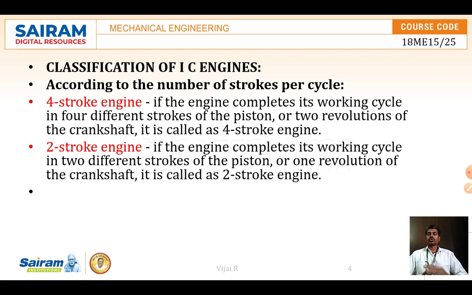The stroke is how much distance the piston moves from bottom to top. We call it the stroke length. A stroke is one movement from one end to another end, bottom to top or top to bottom. So there are two different engines according to the strokes per cycle. Strokes per cycle, in the sense, what is a cycle? The fuel is taken in and burnt, and it expands, then it gives the pressure to the piston.